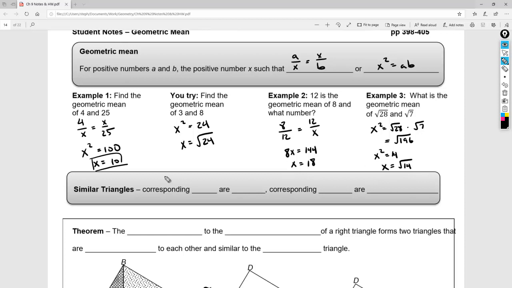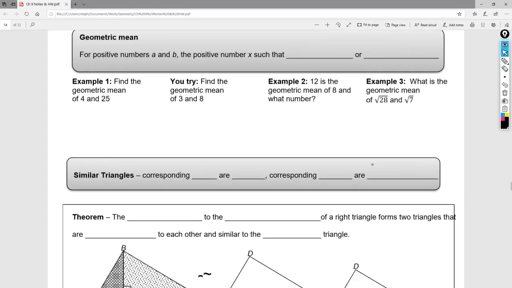Alright, so moving on down, we have just a little corollary about similar triangles, where we say that corresponding angles in similar triangles are congruent, corresponding sides are proportional. Right, and that's really the main idea behind similar triangles as a whole. So let's talk about our next theorem.